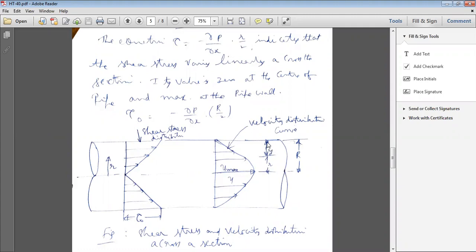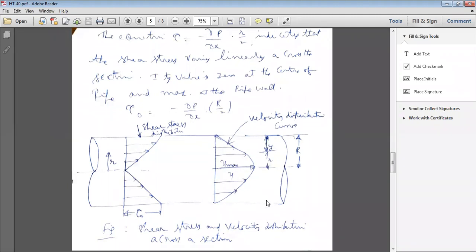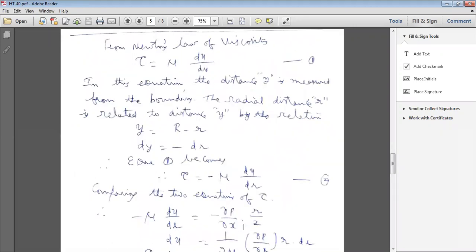Here y is any distance from the wall of the pipe, small r is any radius from the center of the pipe, and capital R is the radius of the pipe. This is the shear stress distribution and this is the velocity distribution across the section of the pipe. Next, we have to find the equation for velocity now.